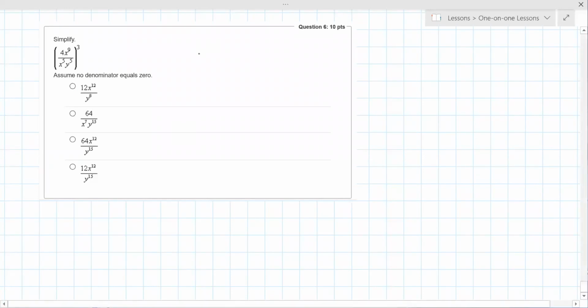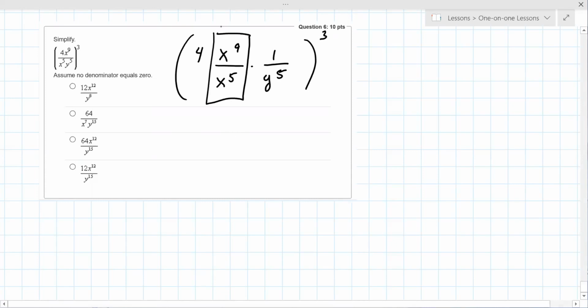So this time we're going to look at what's inside parentheses. You got a 4, x to the 9th over x to the 5th. That y to the 5th is still on the bottom, so you have to write it this way: 1 over all to the power of 3. So let's evaluate this x to the 9th over x to the 5th first. What is this middle one that I boxed in? Oh, x to the 9 minus 5 equals 4. Okay.